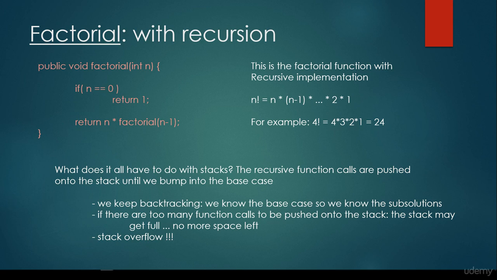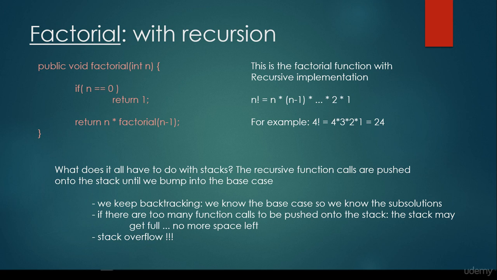So for example, let's consider the factorial algorithm with recursion. This is the function with the recursive implementation. I'm not sure whether you are familiar with the factorial, but the definition is that n factorial, which we usually denote with an exclamation mark, n!, is equal to n times n minus 1 times ... times 2 times 1. For example, the factorial of 4 is 4 times 3 times 2 times 1, which is equal to 24.